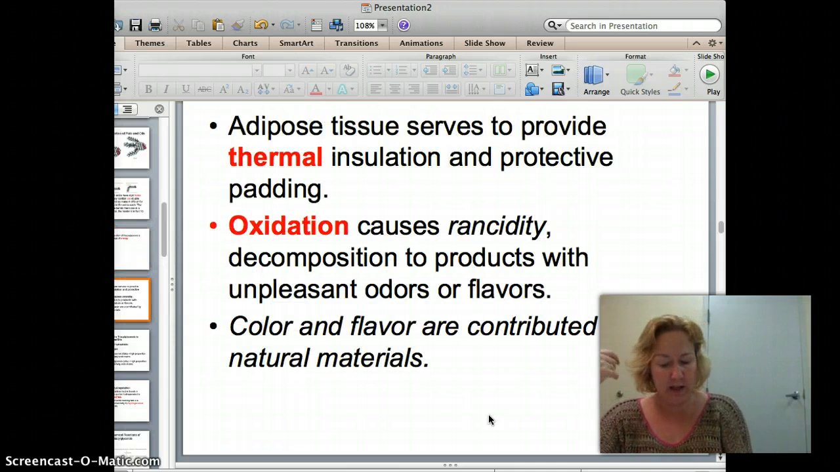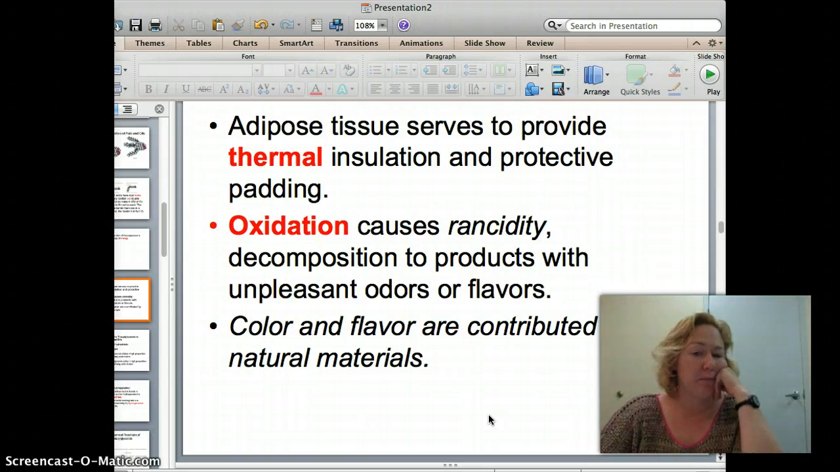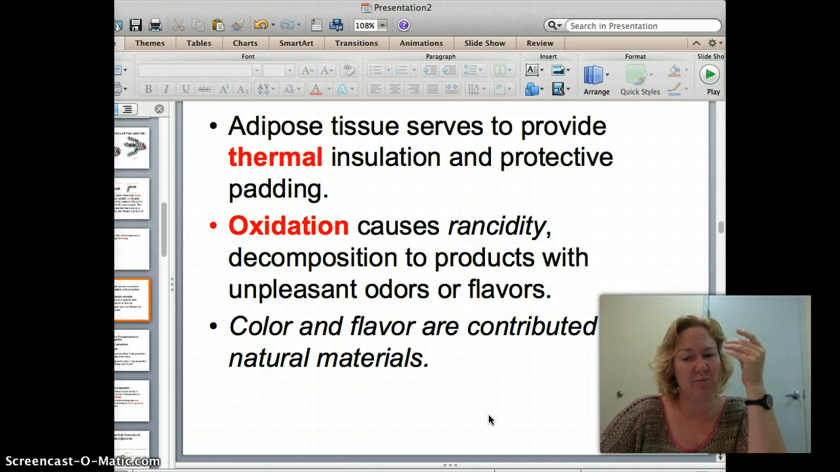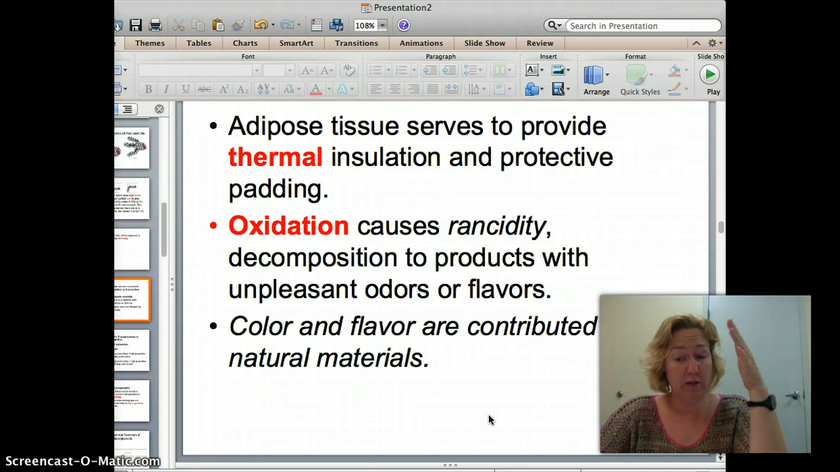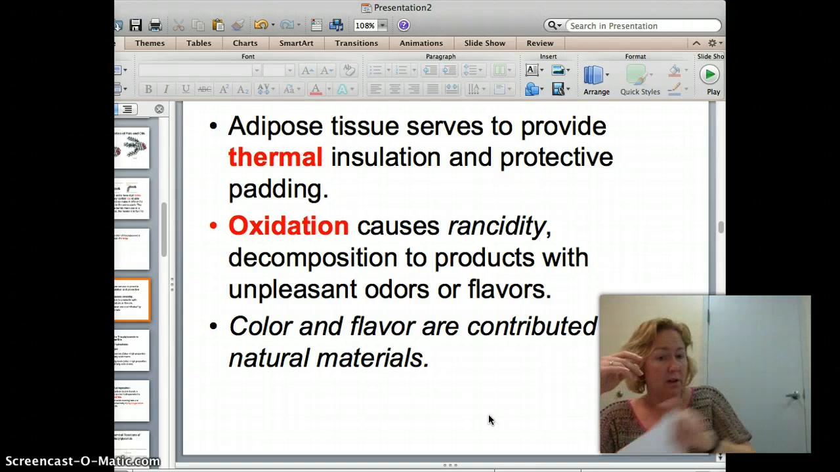Below that it says adipose tissue serves to provide thermal insulation and protective padding. It's always nice to say nice things about your adipose tissue. Just FYI, oxidation causes rancidity, decomposition, and unpleasant odors. So when fat starts to go rancid, that's actually an oxidation reaction. Don't panic about that. It's just for your information, that's free. I don't have to know for the test. I just wanted you to know.